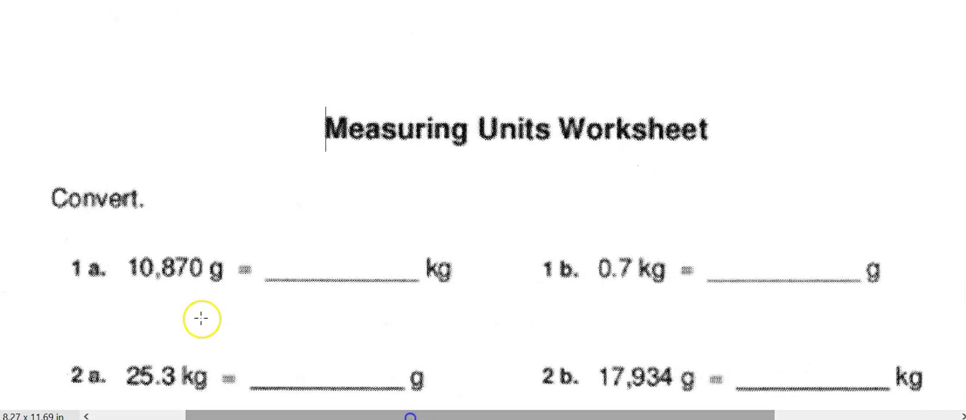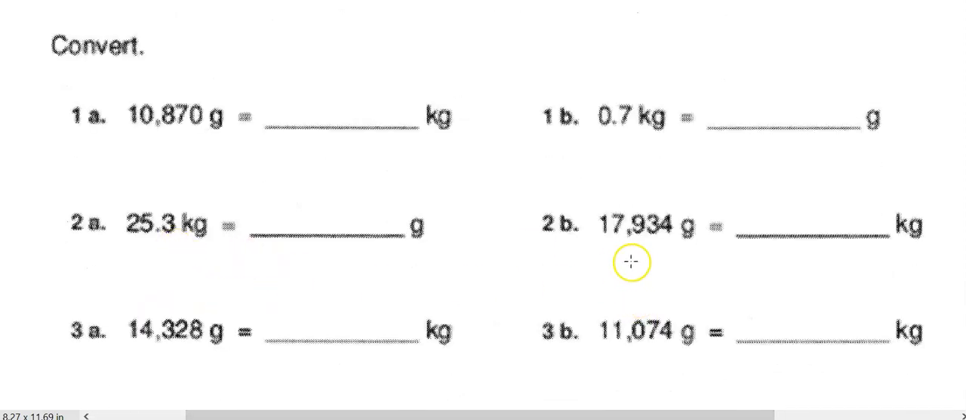I know it's a bit fuzzy, but that's a comma, that's a dot. So that's 25.3 kilograms. That means going from a big to a small unit, I must multiply by 1,000. So the answer would be 25,300 grams. 25,300 grams.